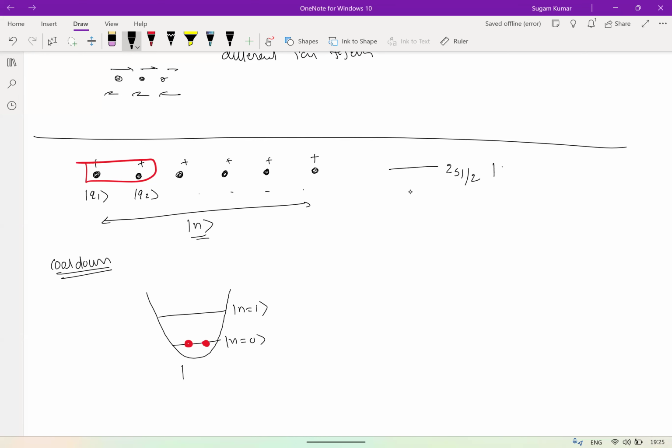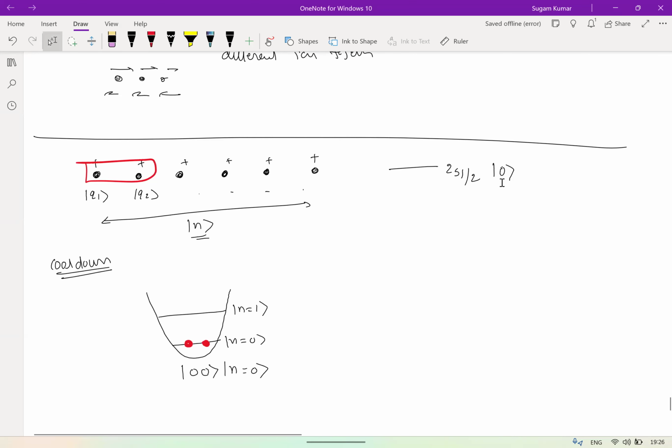Maybe to show the ground state, I can use 0. So there are two ions and they are in the ground state, and they are also in the vibrational ground state. So this kind of nomenclature I can use, that both calcium ions are in the electronic ground state, and they are also in the vibrational ground state. Fine. So this is some nomenclature I'm using.